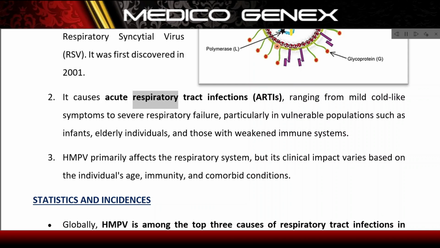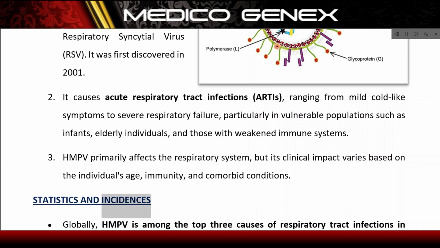It causes acute respiratory tract infections, ARDS, ranging from mild cold-like symptoms to severe respiratory failure, particularly in vulnerable populations such as infants, elderly individuals, and those with weakened immune systems. HMPV primarily affects the respiratory system, but its clinical impact varies based on the individual's age, immunity, and comorbid conditions.